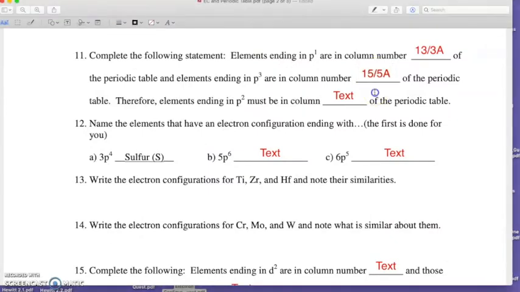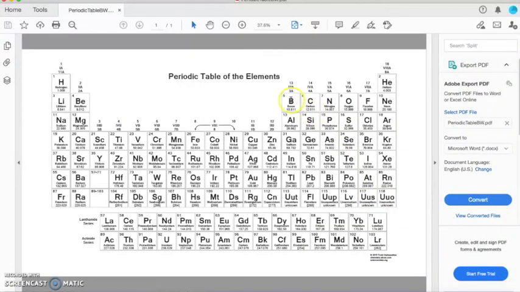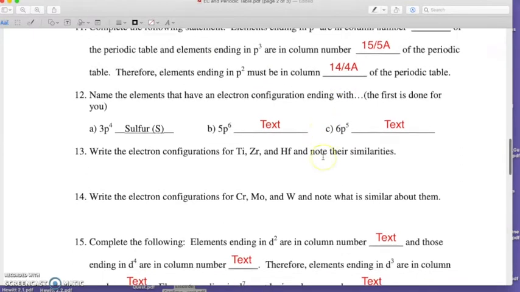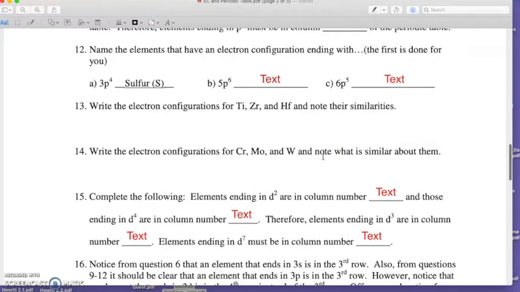15/5A. And P2, we can make the assumption that if this is P1 and this is P3, P2 has to be right here. So 14/4A. Okay. So now let's take a look and see if we can figure things out. So 3P4 is sulfur. So let's find sulfur.